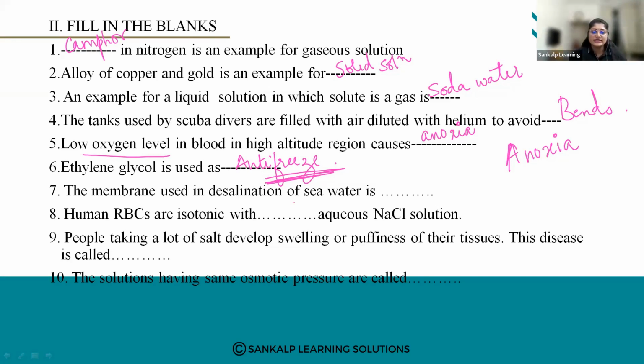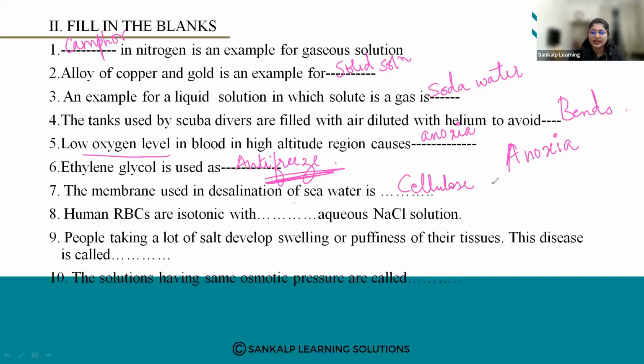Yes, it is right. It is a semi-permeable membrane, but the semi-permeable membrane is made up of what? You're right, the semi-permeable membranes are used, but these are made up of, yes, Jyoti has answered it right, cellulose acetate.